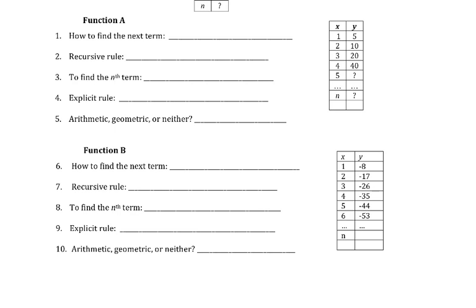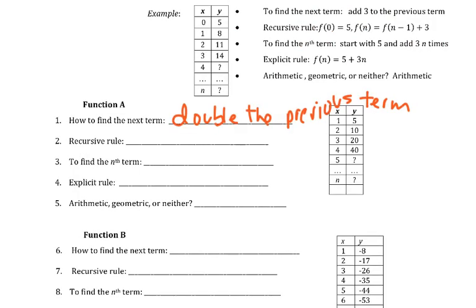All right, so let's take a look at how this pattern is growing. So 5 to 10 to 20 to 40, so how do we find the next term? How would we find the fifth term? Well, we would double the previous term. Doubling mathematically means we're multiplying by 2 each time, right? Which tells us right off the bat it's going to be geometric.